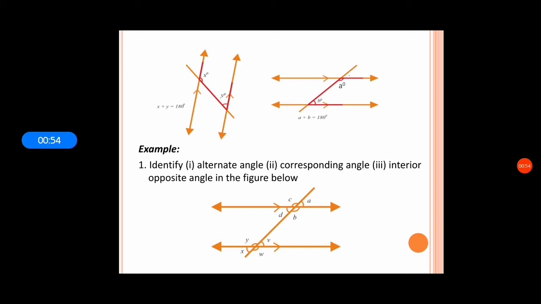So these are the angles we call interior opposite angles. This first one and the second one: the first one you can see is like a U shape, while the second is like a C shape. So now let's solve some examples and then we'll see how far we can go.